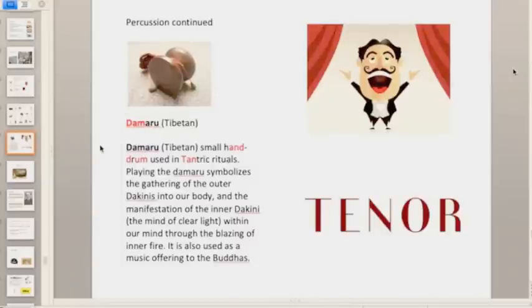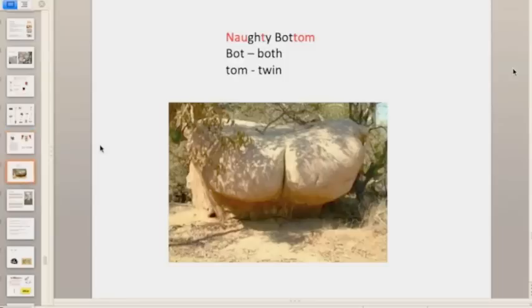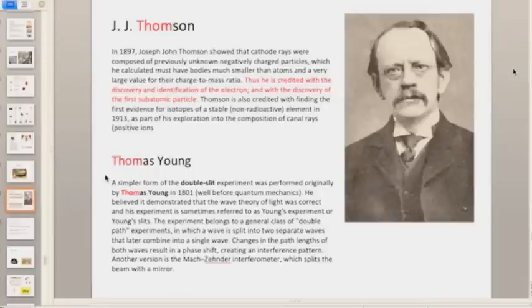Actually, when we used to tour Japan with my music band in 2005 through 2008, we used to play at Daimaru, the shopping centre, which I showed the slide earlier on here. And this is Damaru. Look at that. So, the big circle. And here we go, bottom. Isn't it interesting? As I said before, bot means both, and tom means twin. There's your both twins, your bottom. And here is the guy who discovered the electron, Thomson. And here's the guy who did the first double slit experiments, Thomas.